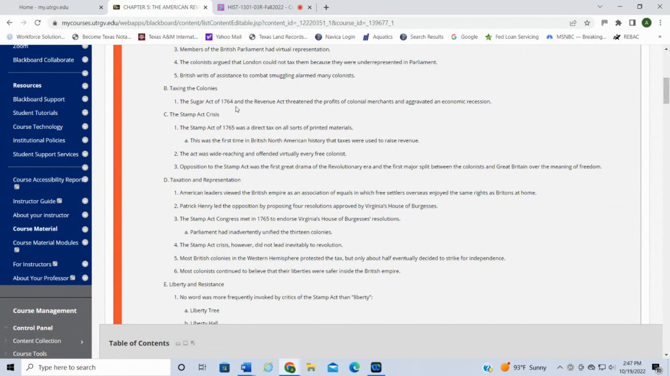So then we get to taxing the colonies. We get the Sugar Act of 1764 and the Revenue Act, which threatened the profits of colonial merchants and aggravated an economic recession. So again, we start to see all these different taxes being levied. The Stamp Act is what really pissed people off.